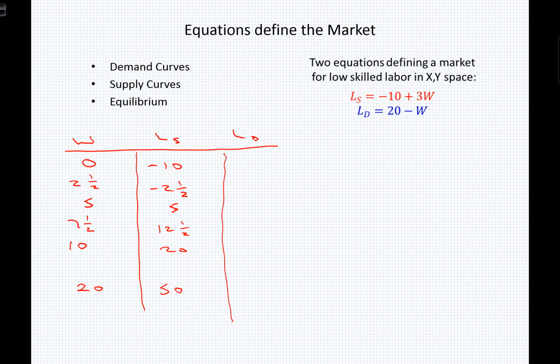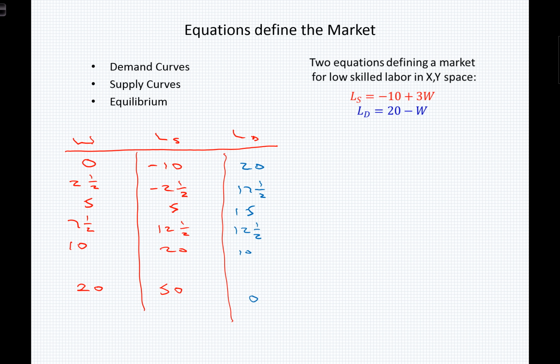So let's do the exact same thing, but now for the labor demand curve. We'll take labor demand equals 20 minus W. Well, 20 minus 0 is 20. And then we're just going to continue to substitute the W we're given in the equation. And so that will take us to 17 1/2, 15, 12 1/2, 10, and then that would help us jump to 0.